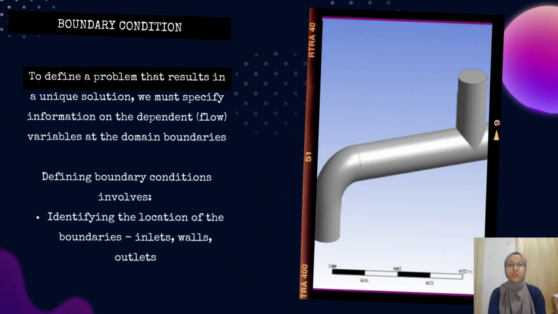After that, we use boundary condition. Boundary condition is to define a problem that results in a unique solution. We must specify information on the dependent flow variable at domain boundaries. Defining boundary conditions involves identifying the location of boundaries such as inlets, outlets, and walls.